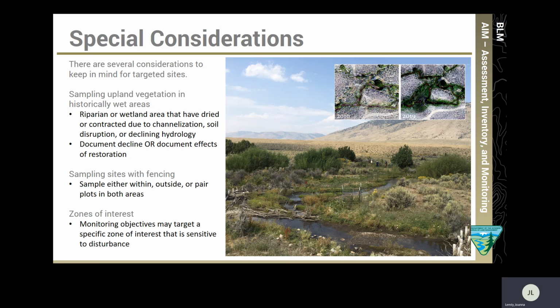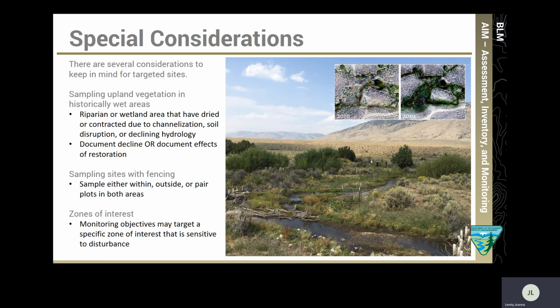Another consideration is the proximity of fencing. If a sample location falls near an exclosure or other fencing, it is best to sample either within or outside of the fence. Management objectives may even require sampling a pair of plots, one inside and one outside, to measure the difference.